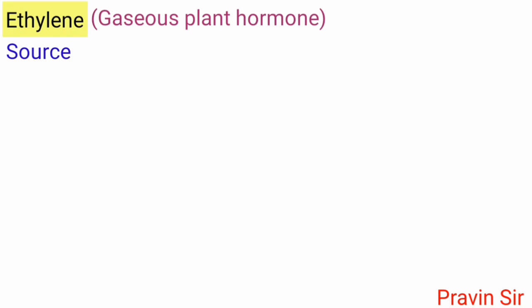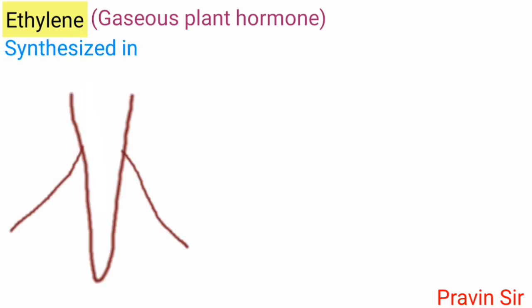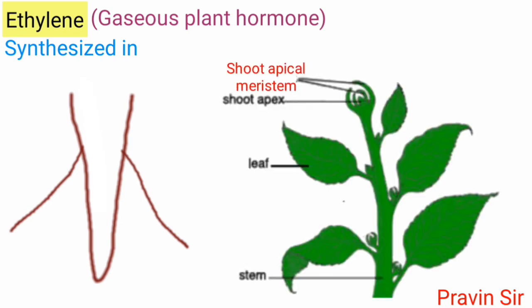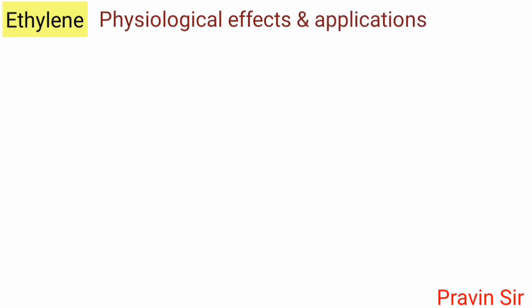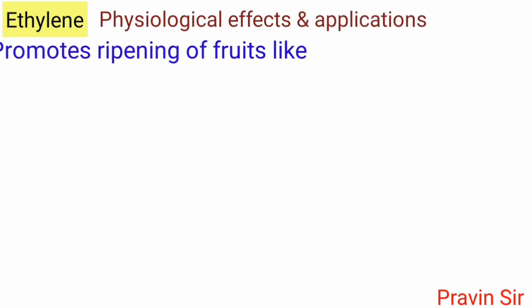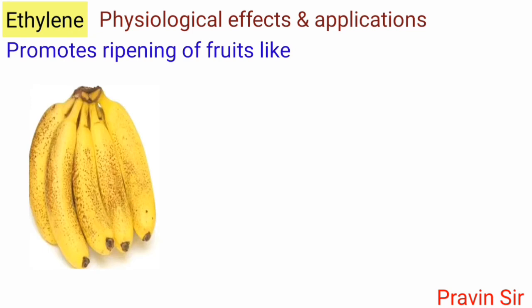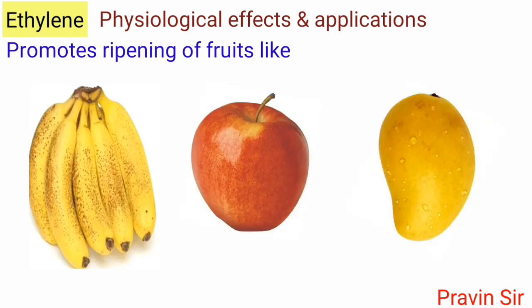Ethylene is the only gaseous plant hormone. Source of ethylene: ethephon. It is synthesized in roots, shoot apical meristem, and ripening fruits. Physiological effects and applications: promotes ripening of fruits like banana, apples and mangoes.